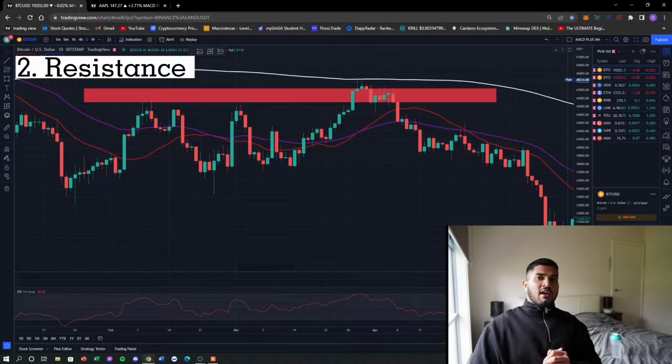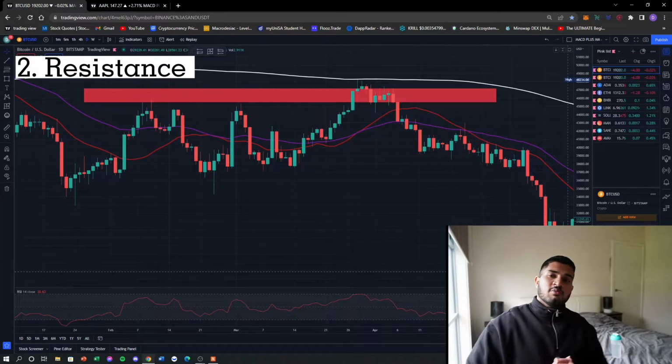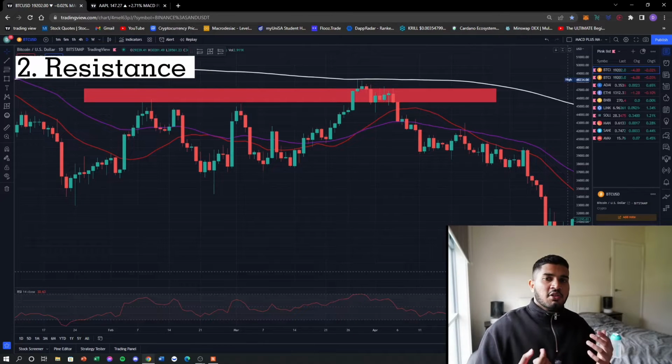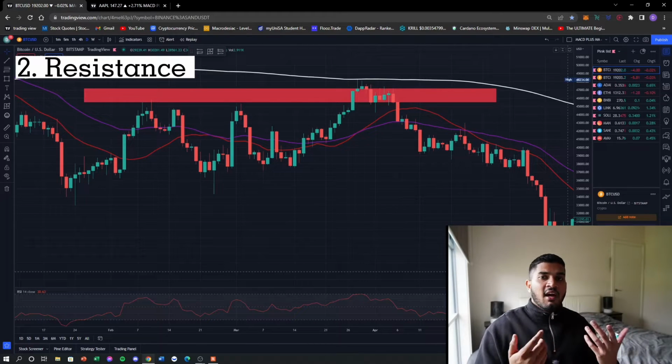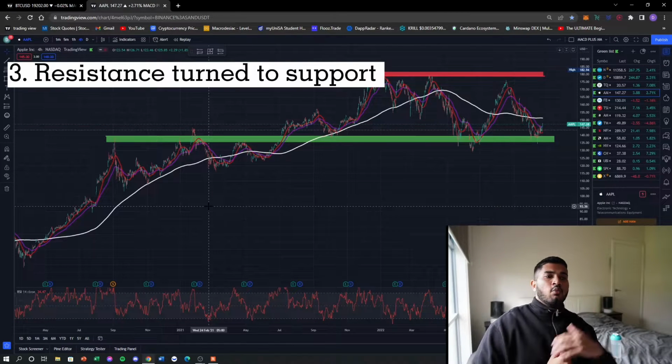So always be careful of the resistance levels and support levels. Always be aware of the support and resistance levels in the future, so that when you trade, you are aware of where the sellers or the buyers are stepping in, and you can use that to your advantage. Now let's take it one step further.